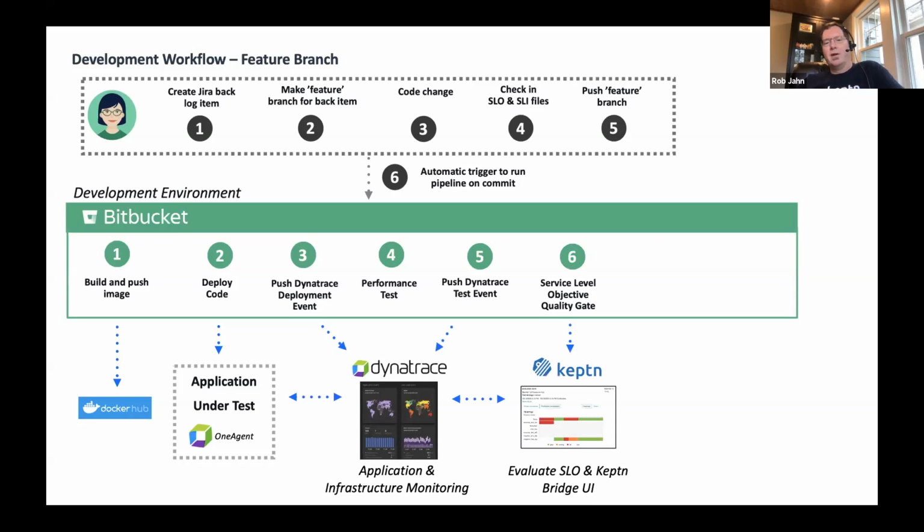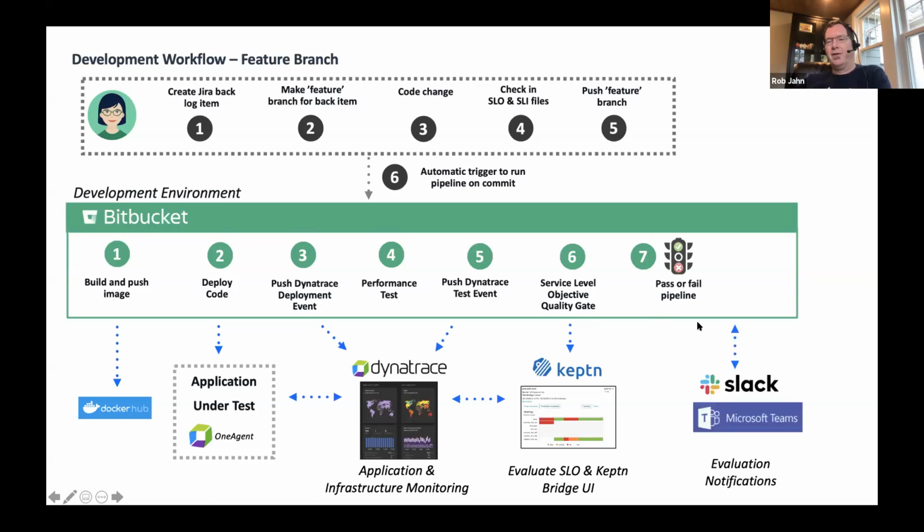Then we're going to call the Keptn quality gate and say, for this test start time and end time frame, how did my service levels look? And this is where we can stop or fail our pipeline. Along the way, because Keptn has integrations, as well as Bitbucket, to notification systems like Slack and Teams, all of this data, the pipeline running, the pipeline failing, the Keptn quality gates failing or passing, will also get notified into the Slack channel or Teams channel that you've configured.